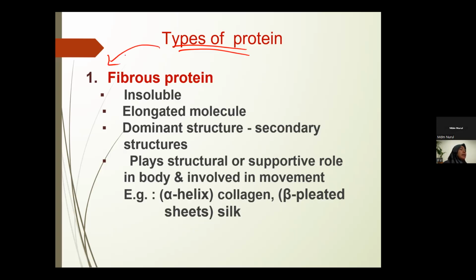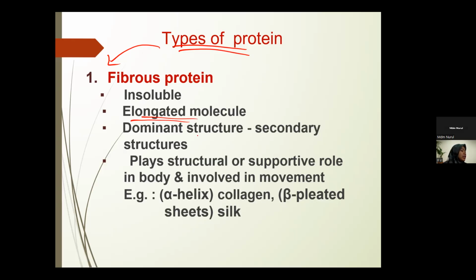Number 1, fibrous protein. Bahasa Melayu, protein berserat. So, protein serat ataupun berserat lah. Fibrous protein. Okay, apa sifat fibrous protein ni? It is insoluble. Maksudnya apa? Tak larut ataupun dia tak larut dengan air. Okay. So, bentuk fibrous protein ni basically it is elongated. Bentuknya agak panjang, memanjang, right?